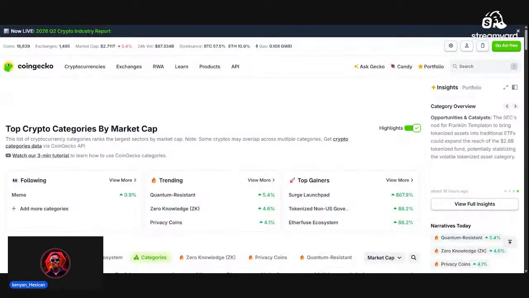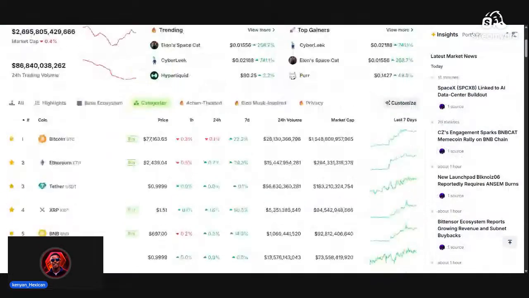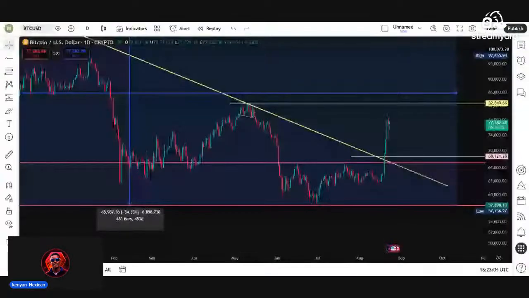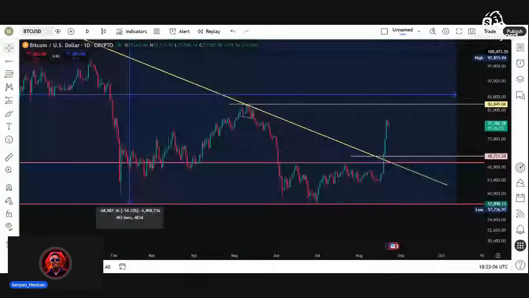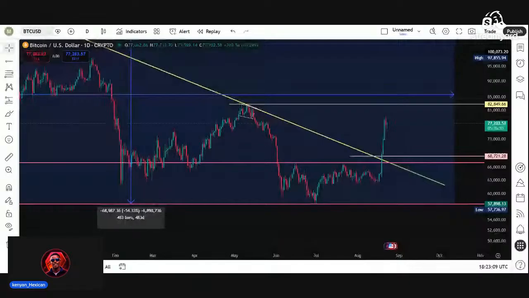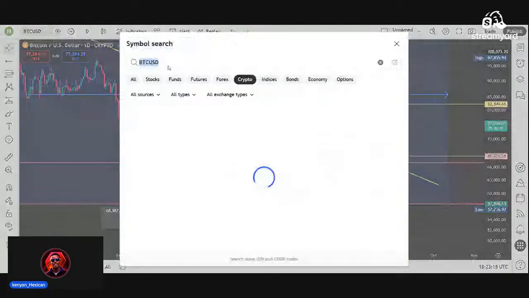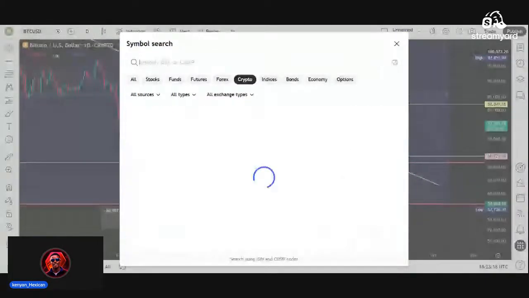We have CoinGecko. So this one that you're looking at is called CoinGecko. You can also view these markets at other sites. You can now view the different charts on TradingView. Maybe the one that we were looking at was Bitcoin. Maybe we'll look at how it is trading.